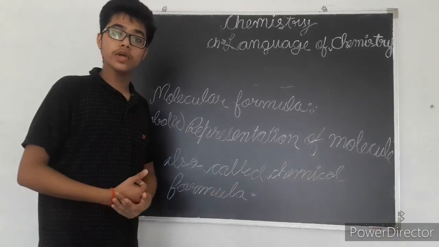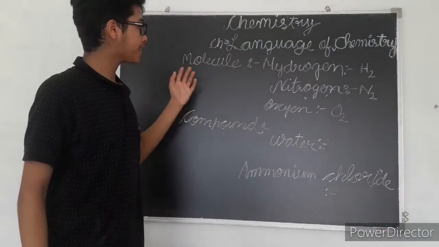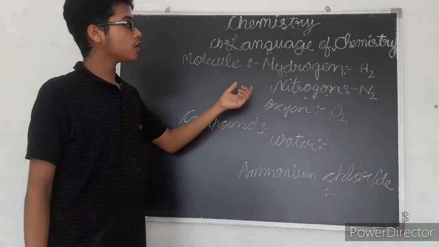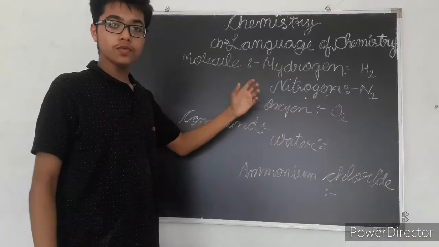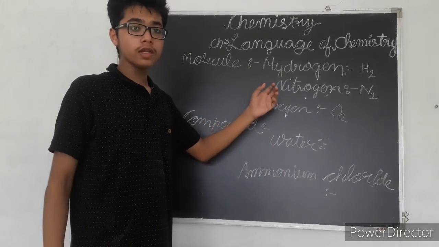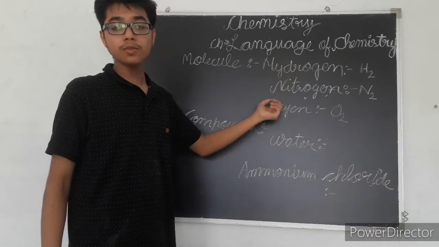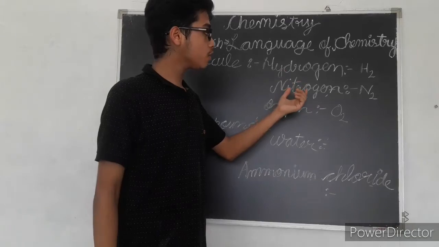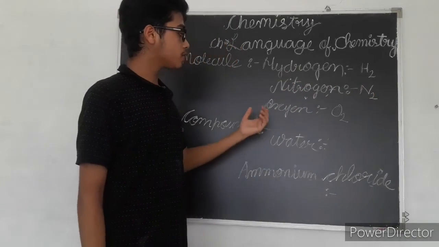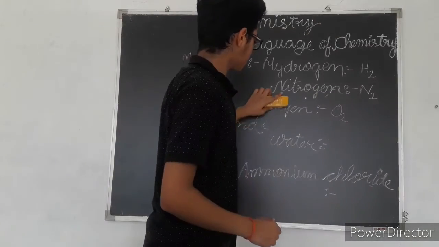Let us take a few examples. The example of the hydrogen molecule is H2. I have told you that molecular formula is the representation of a molecule. So what is the representation of the hydrogen molecule? It is H2. The representation of the nitrogen molecule is N2, and the representation of the oxygen molecule is O2.